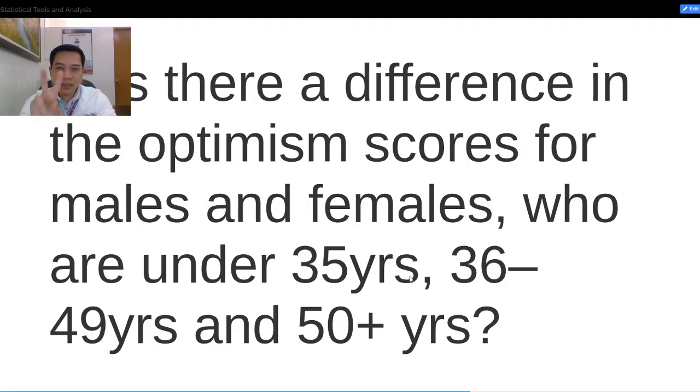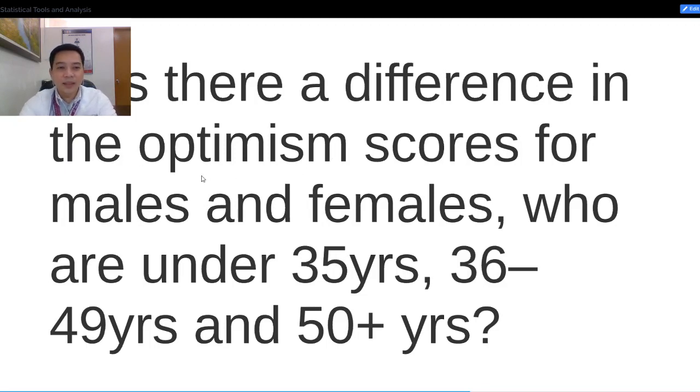So you have two sets of groups that have further subdivisions, which means you are dealing with different variables already here. There's a first variable on gender, and another variable on age. See that? Now, what's the next? Group test. How many tests? There's only one test here, optimism score, or the test of optimism.